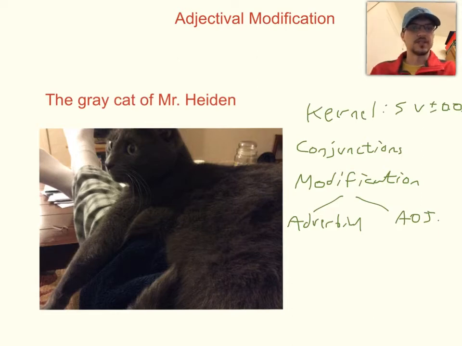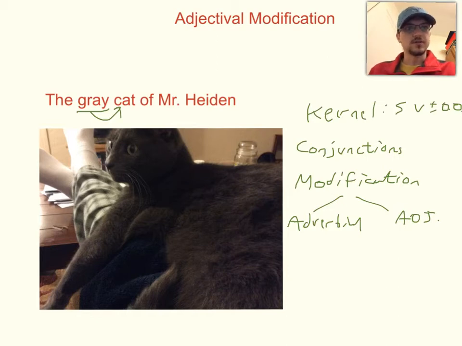And if you look at this example right here, this is how a genitive is going to look in Latin, just to give you a little bit of a heads up. We have the gray cat of Mr. Haydn. First of all, we have an adjective in English modifying cat with a color. Okay, so gray modifies cat.